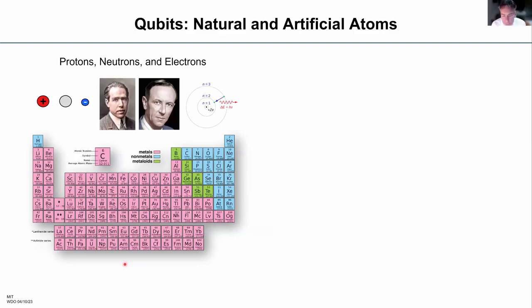One slide on the types of qubits, the fundamental logic elements that we have in our quantum computers, and they basically fall into two camps. One camp are the natural atoms, which appear in this periodic table here. And as you know, depending on the number of protons, neutrons, and electrons that form these atoms, you will get different elements with vastly different properties. Okay, and some of these elements can be used for quantum computing.